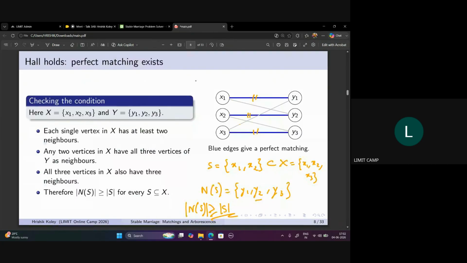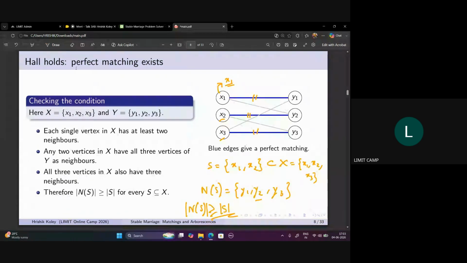Like for example, here in this case, let's say you are considering that x1 is not matched at the end. So you can reach x2 from x1 by taking a path, let's say x1, y2, x2, or you can reach x3 via the path x1, y2, x2, y3, x3.